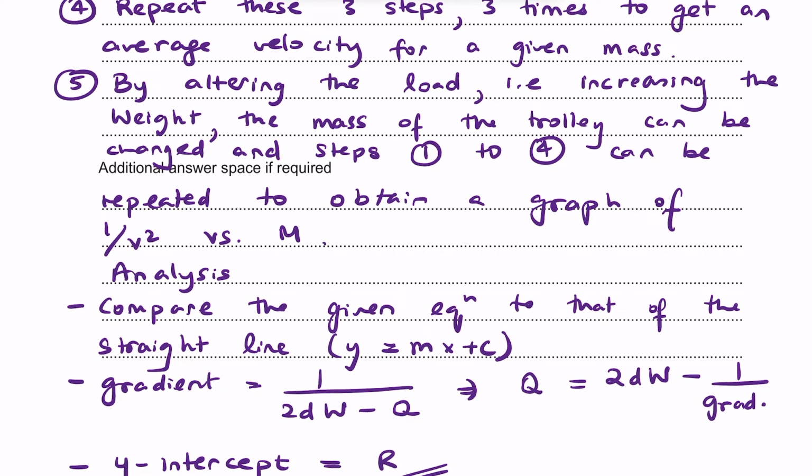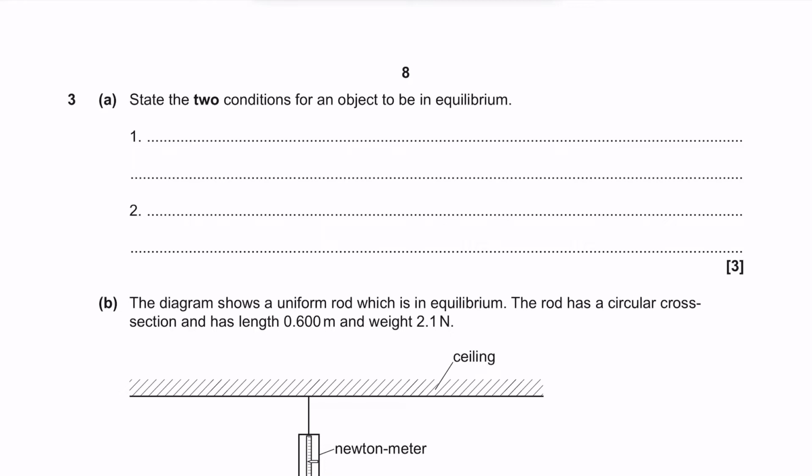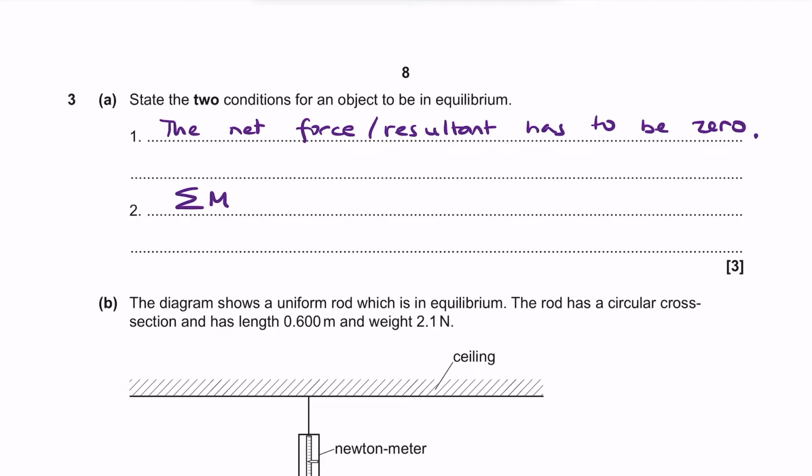Let's move on now. Part A asks us to state the 2 conditions for an object to be in equilibrium. So the first condition is that the net force, or the resultant force, has to be 0. And the second condition is that the sum of clockwise moments must be equal to the sum of anti-clockwise moments. Okay, so moving on to part B now.